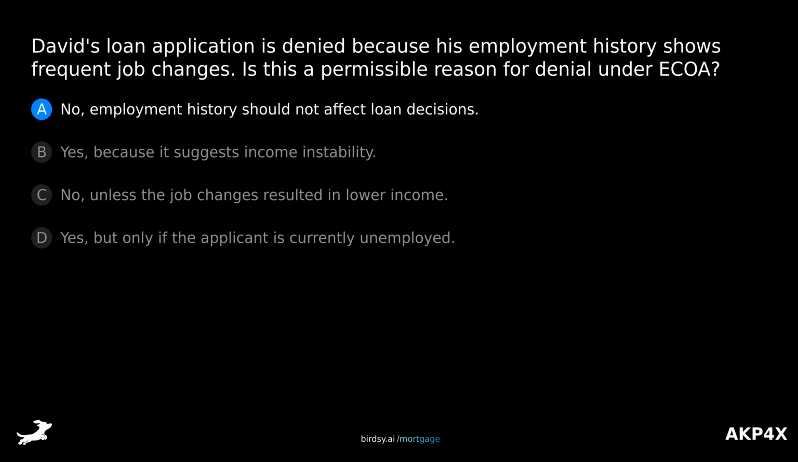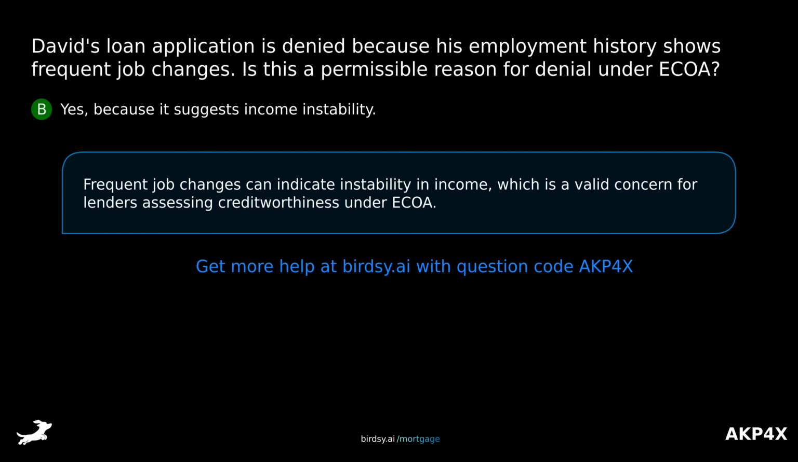Is it A, no, employment history should not affect loan decisions, B, yes, because it suggests income instability, C, no, unless the job changes resulted in lower income, or D, yes, but only if the applicant is currently unemployed? The answer is B, yes, because it suggests income instability. Frequent job changes can indicate instability in income, which is a valid concern for lenders assessing creditworthiness under ECOA.